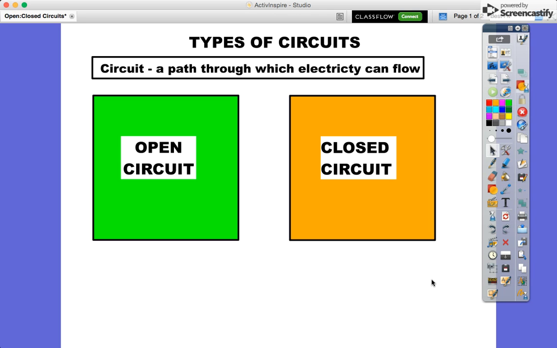This lesson is on types of circuits. On your composition book page that you have labeled types of circuits, you should have also written the definition for what a circuit is. A circuit is a path through which electricity can flow. You should have placed 2 post-it notes on the page. Label one post-it note open circuit and the other post-it note closed circuit.